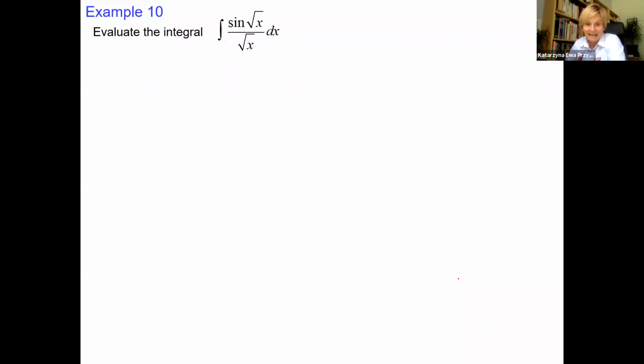Of course, the sine of the square root of x looks like a compound function. Sine is the outer function, and the square root of x is the inner function. Let's try. Let u be the inner function, the square root of x. The derivative of u is du. The derivative of the square root of x is 1 over 2 square root of x dx.